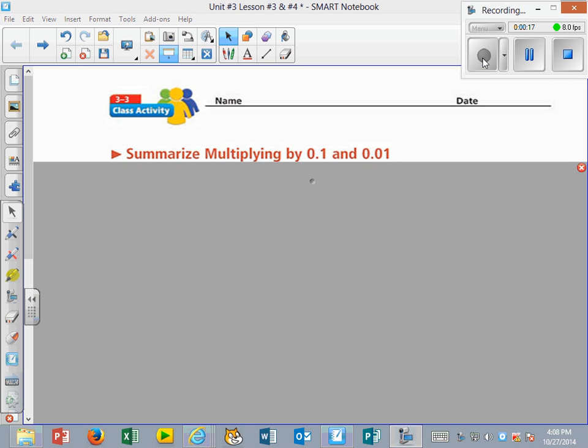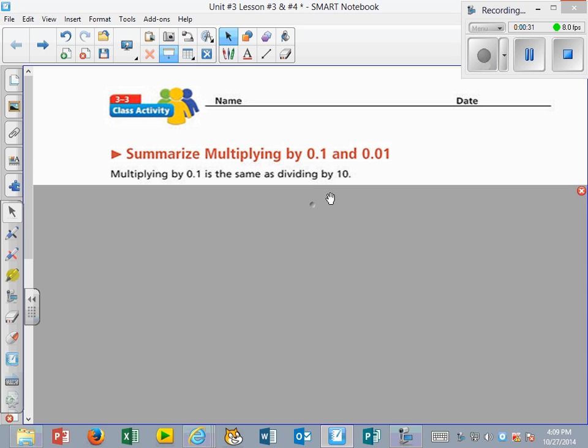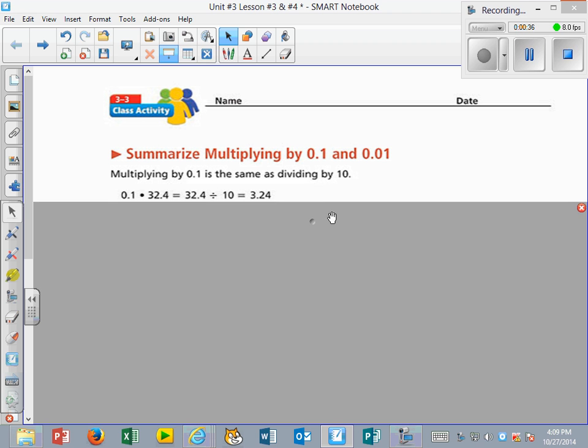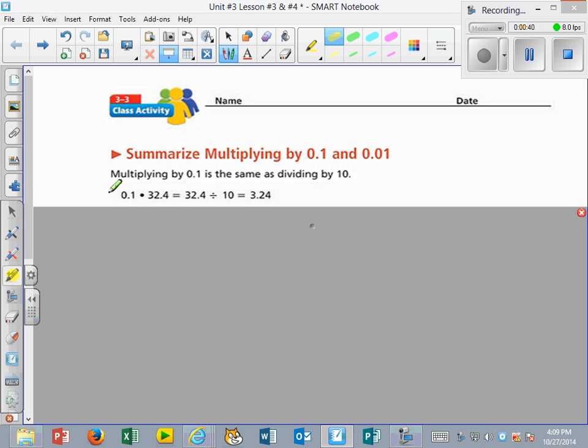It says summarize: multiply by 0.1 and 0.01, or 1/10 and 1/100th. The first example I'd like you to copy down is this. It says multiplying by 0.1 is the same as dividing by 10. So if you look at this problem right here, 0.1 times 32.4 equals 32.4 divided by 10, which equals 3.24.